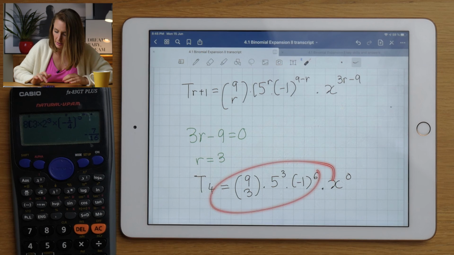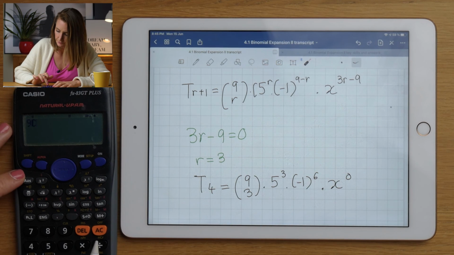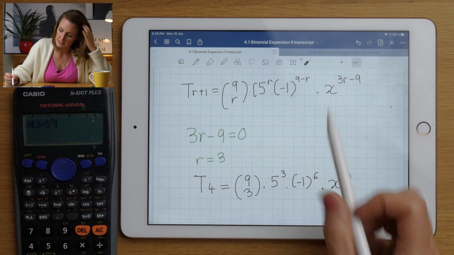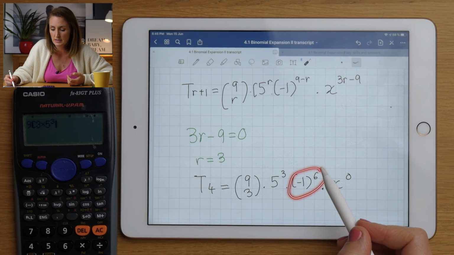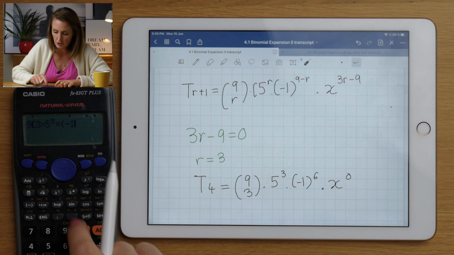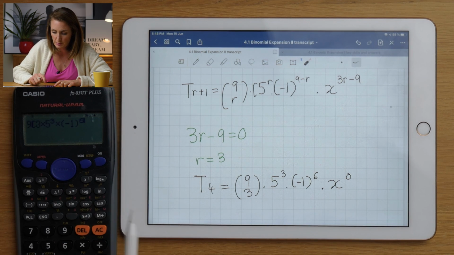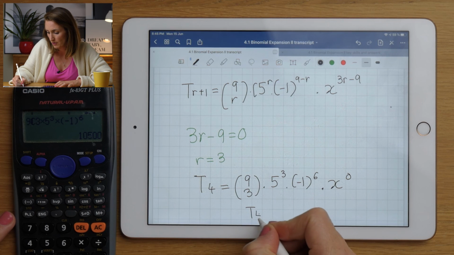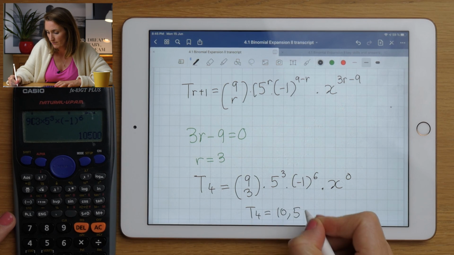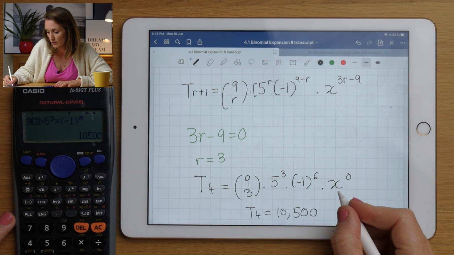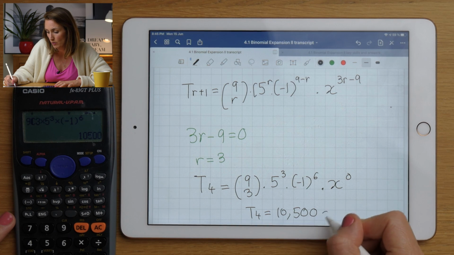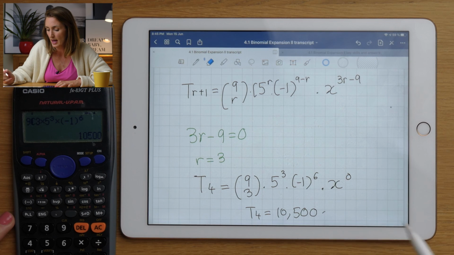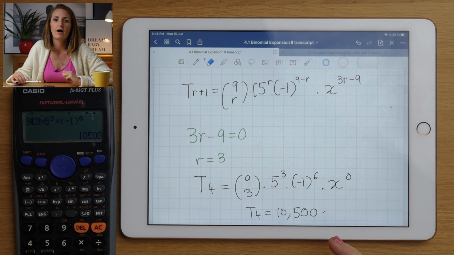Type this all into the calculator to get your coefficient. You don't need to type this in because this is just going to be plus 1, it's an even power. But if you weren't sure about that, you could type it in, as long as you use my golden rule and use the brackets. So the fourth term would be 10,500, and x to the power 0 would be 1. You could write x to the power 0, but generally speaking, you just leave that as a number. And we are done.